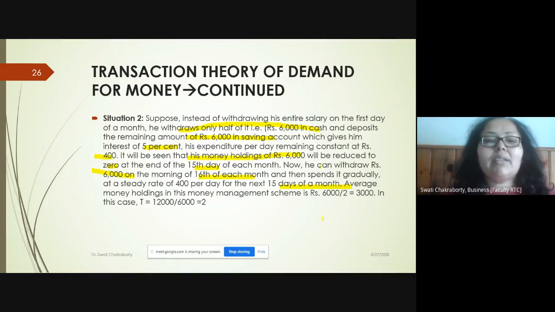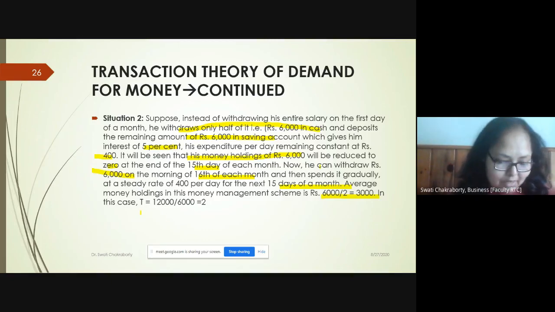So, what is the average money holding in this case? He's withdrawing 6,000 at the beginning, and by the 15th it becomes zero. So 6,000 plus zero, divided by 2, is 3,000. How many times does he go to the bank? The number of times is Y by C. Y is 12,000. C is the amount of withdrawal each time, that's 6,000. So T is 2. Twice he goes.